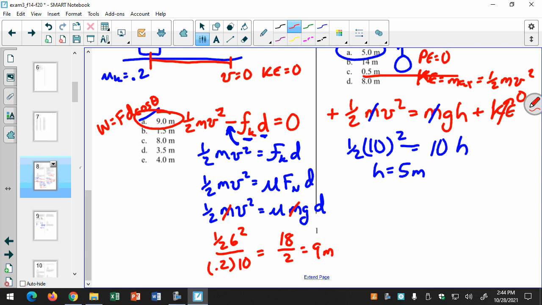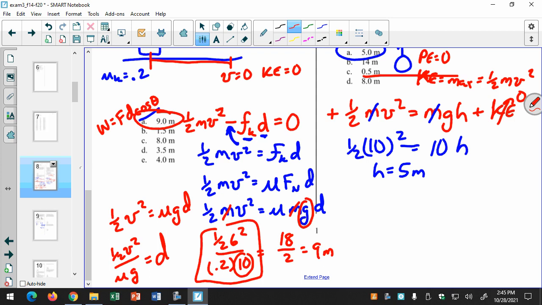Where's your time? No, the 10 right here is g. So where's your d? Where's my d? That's what I'm looking for. So I divided both, so I did 1/2 v squared equals mu g d. And so 1/2 v squared over mu g equals d. That's where all these numbers come from. Okay? So it's just easy to break down the equation to its simplest form, because you can cancel out stuff.